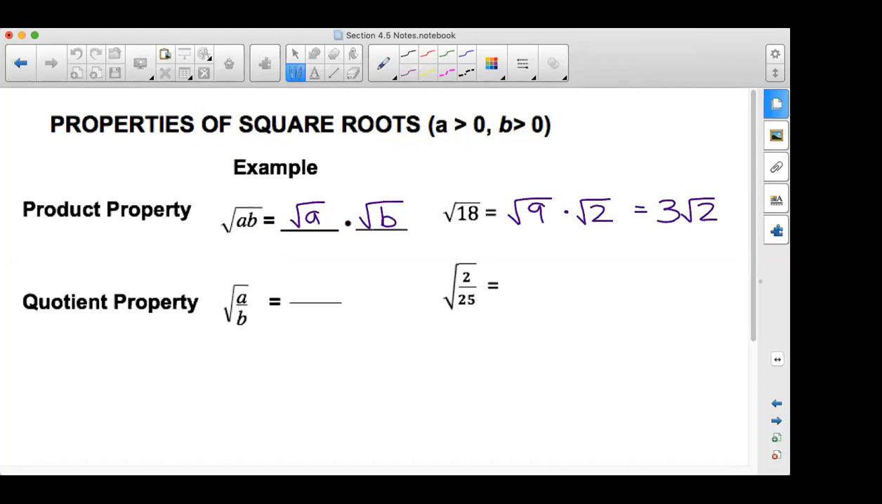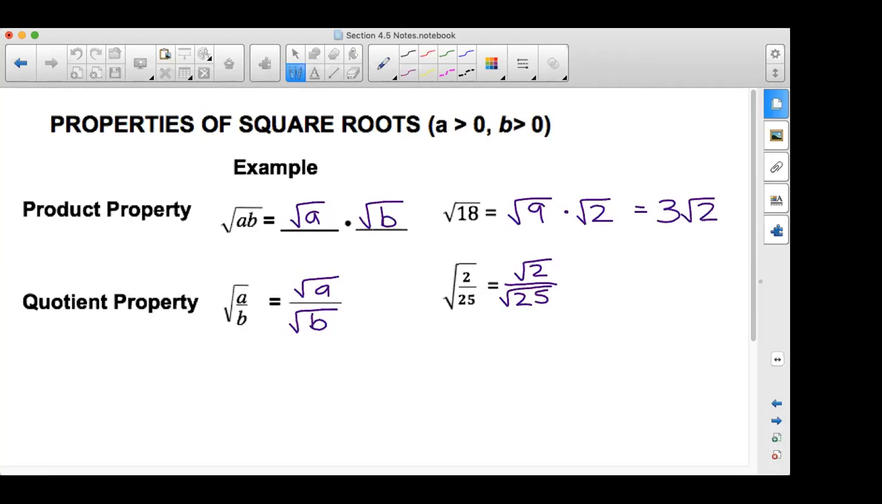And then when we have a fraction inside of the square root, we can take that square root and break it into its own square roots on the top and bottom. You can break that fraction up, with the square root just on the numerator and then just on the denominator. So if we have root of 2 over 25, by this quotient property, we can make that root 2 over root 25.